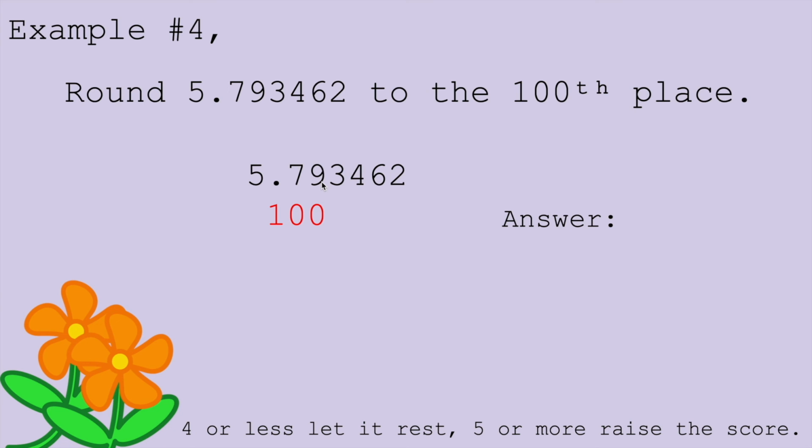Now we're looking at the 9 here because the 9 is in our 100th place. And then we're going to look at the 3 because the 3 is going to tell us whether we let it rest or whether we raise the score. Is 3 4 or less or 5 or more? 3 is definitely 4 or less, which means that we are going to let it rest. So we are actually not going to change the 9. The only thing that we're going to do is we're just going to leave it alone, and we're going to include 7 and 9 in our answer. So our answer would come out to 5.79.